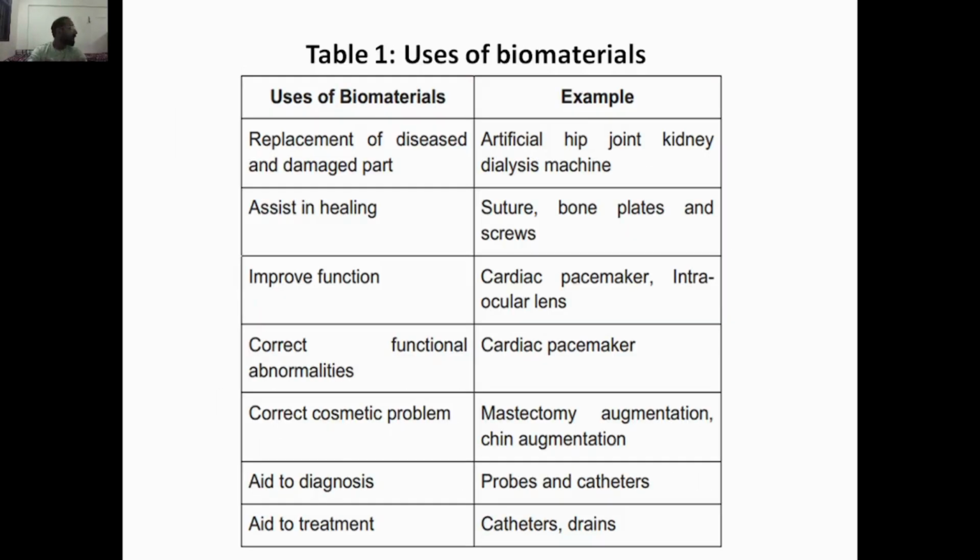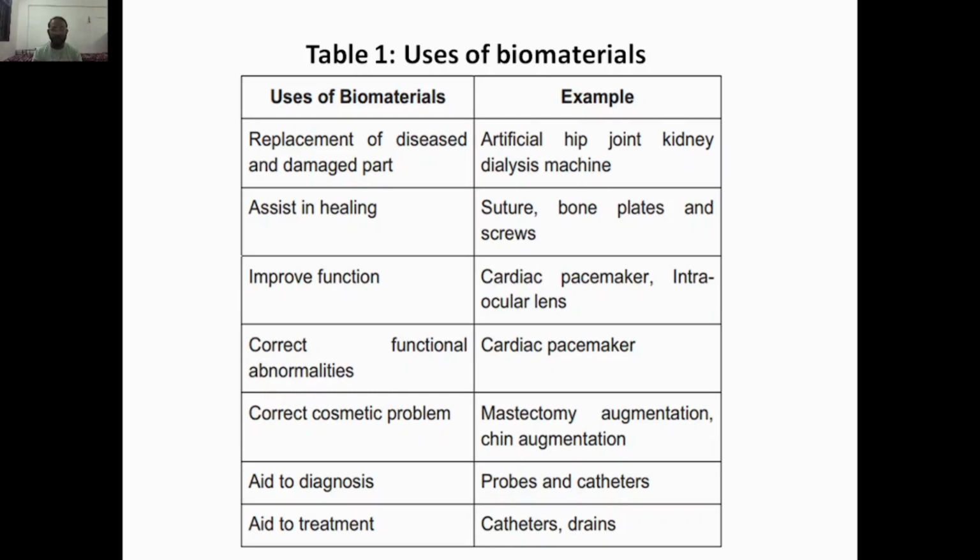So Table 1 refers to the uses of biomaterials, uses of biomaterials and examples. Here for the replacement of a diseased or damaged part, we have the examples artificial hip joint, kidney and dialysis machine. As of now we are already using it. Then to assist in healing, we have sutures, bone plates and screws, which have already been used.